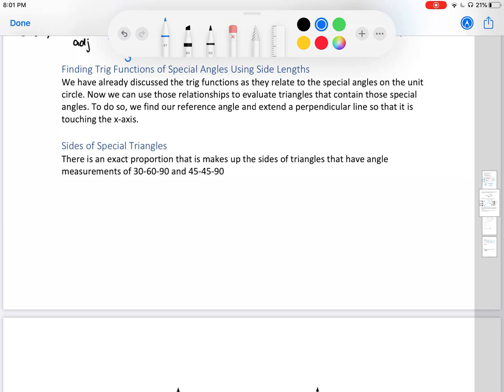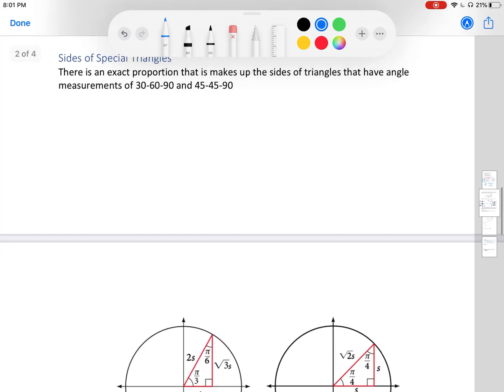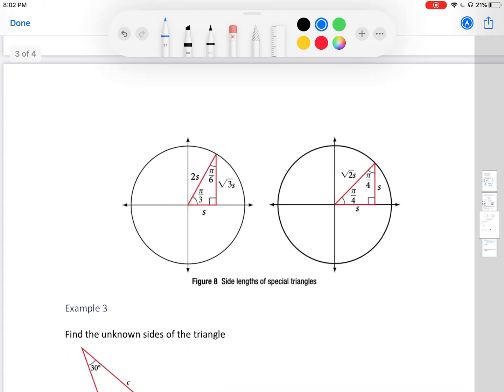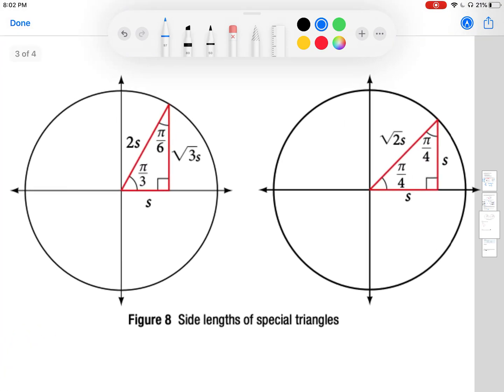Sides of special triangles. There is an exact proportion that makes up the sides of triangles that have special angle measurements. So we have our 30-60-90 triangle and our 45-45-90 triangle. They have these special proportions. So if we have a 90, 30, 60 triangle, we have a special measurement.